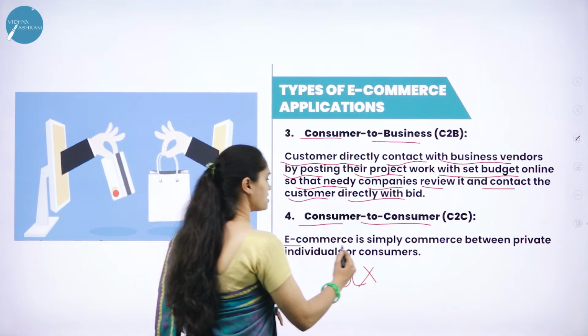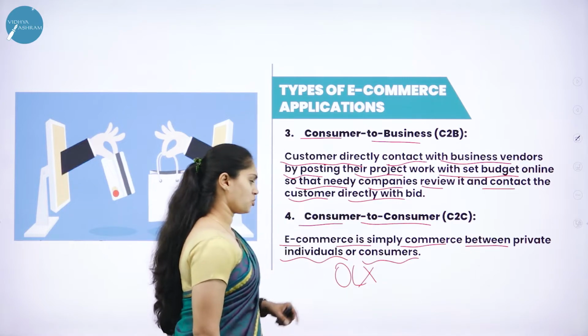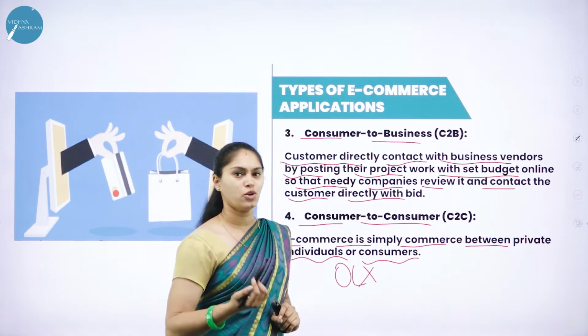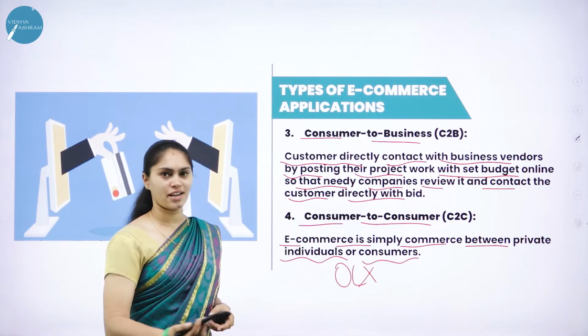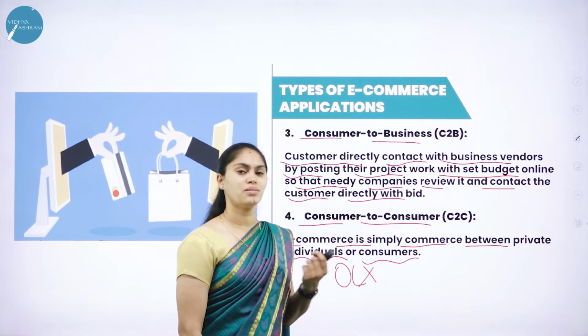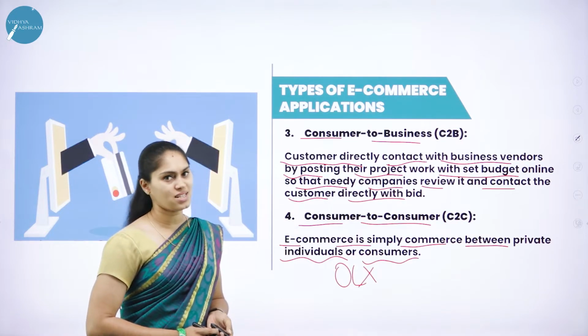So e-commerce is simply commerce between two private individuals or consumers. OLX is the best example which comes under the category called C2C. So these are the types of e-commerce application, and it is also important. A question will be like, what do you mean by e-commerce? Mention any two types of e-commerce application.